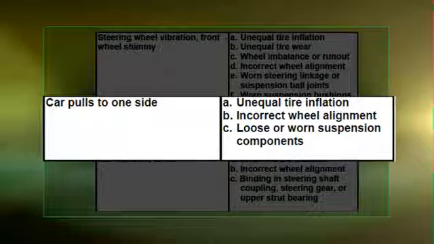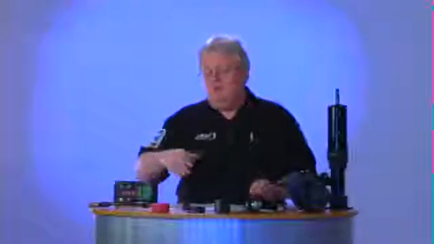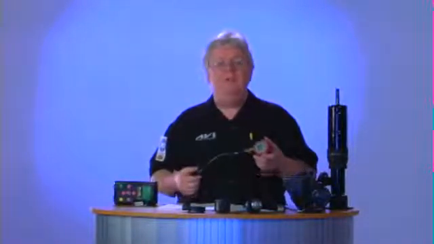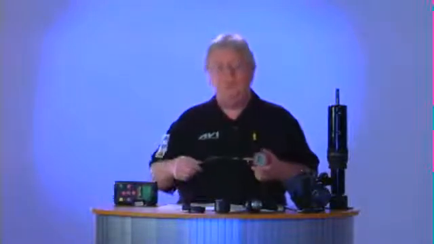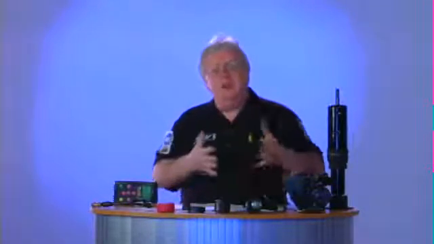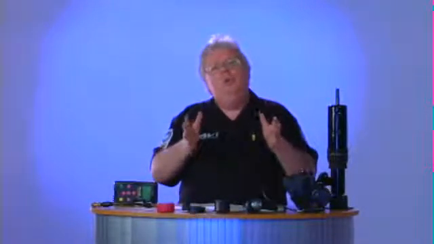Unequal tire inflation. That makes a lot of sense. If you've got a tire, let's say it's 15 psi, almost going flat on the right front, and a tire with 35 psi on the left front, guess which way? It's going to pull in the direction of that low tire. So you want to put down unequal tire inflation. Other things can cause pulling to the right or left: incorrect wheel alignment. We've got toe in or toe out on one tire. Loose or worn suspension components. If the vehicle is kind of listing, like it's got a broken spring or something like that, it's going to want to pull towards that side.